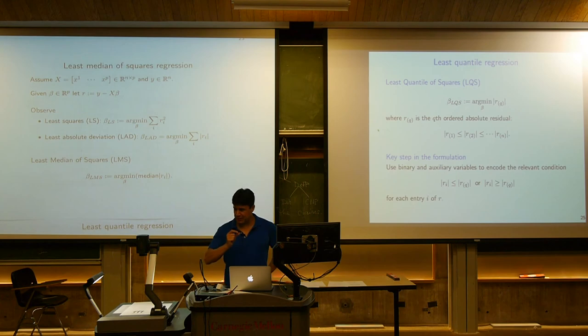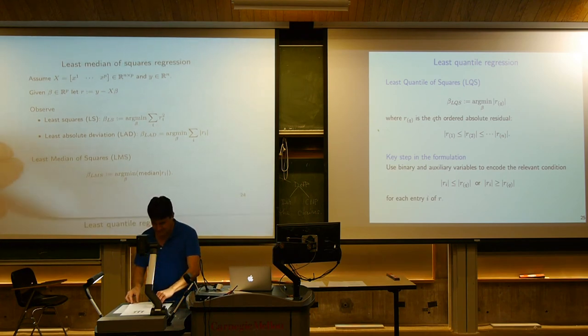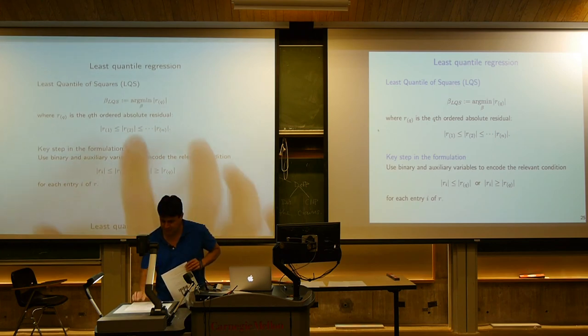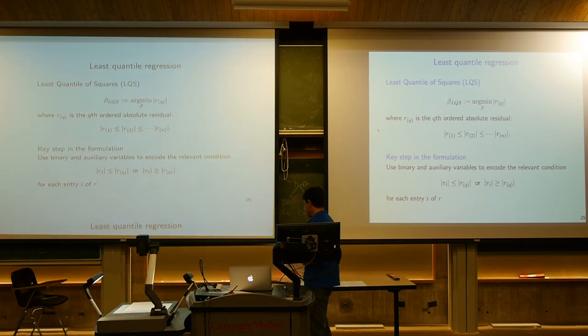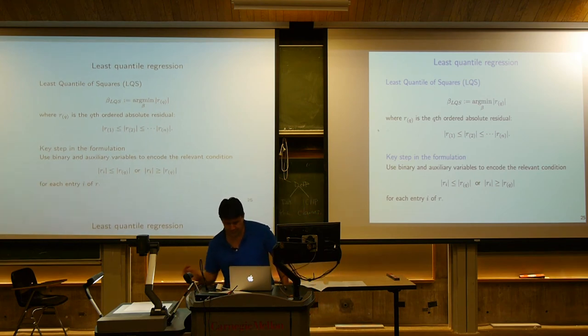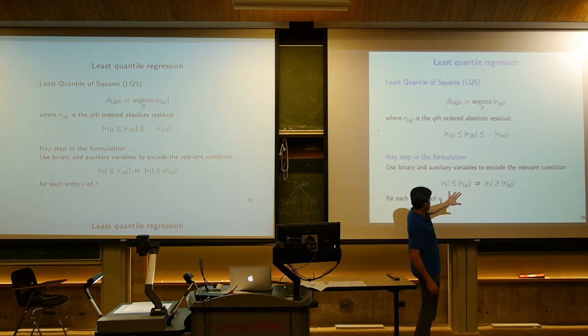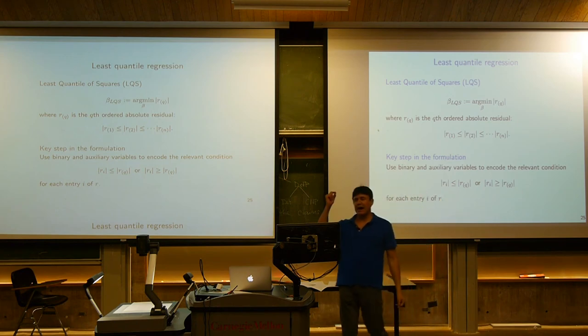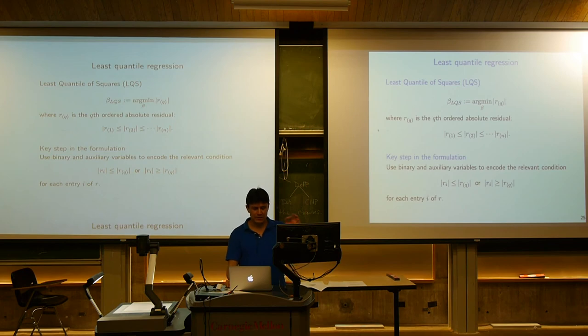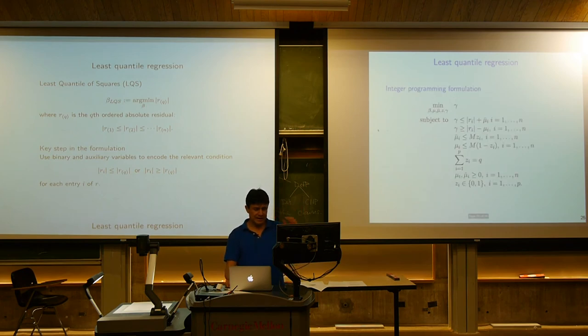So here is one formulation. I imagine there might be other formulations for this problem, but here is one that works. We can formulate the least quantile of squares problem this way. The key step in the formulation is to introduce some extra variables to keep track of whether the particular residual that I need to optimize is bigger than or less than the absolute value of the ith residual. That's the key. We use binary variables for that purpose. So the formulation is going to be like this.